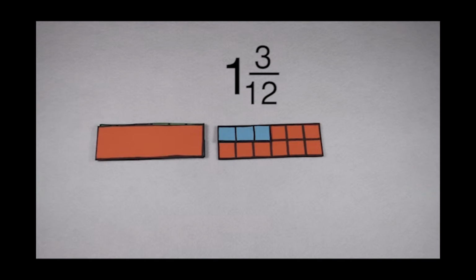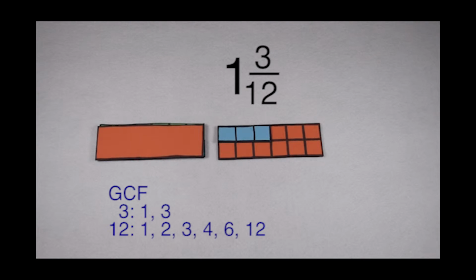Right now, we're still not done though, because 3 and 12 have common factors, so it can still be simplified to lowest terms. Factors of 3 include 1 and 3. Factors of 12 include 1, 2, 3, 4, 6, and 12. Since 3 is their greatest common factor, I can divide both my numerator and denominator by 3.